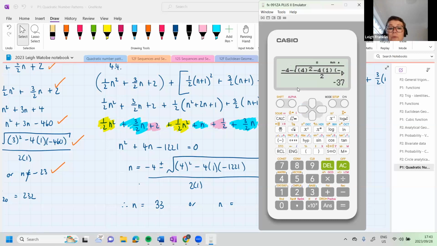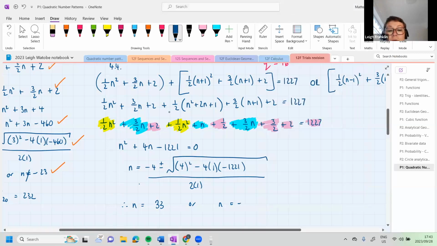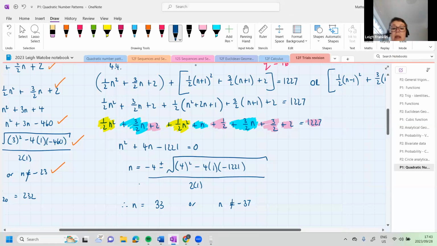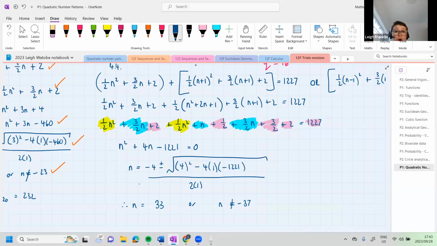Are we going to work with the -37? No. All right, so we're going to write NA, or we're going to put a line through the equal sign because n cannot be a negative. Okay, it also can't be a fraction. So it can't be a negative fraction and it can't be a positive fraction. n always has to be a natural number. So therefore 33.